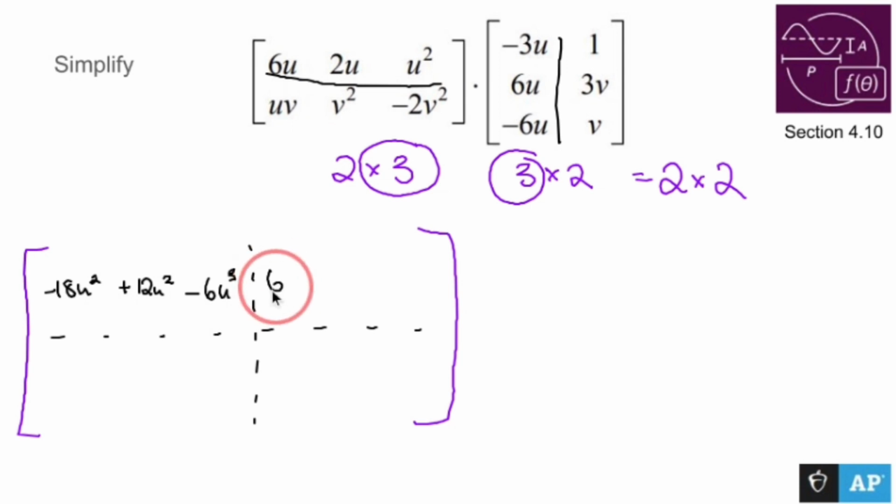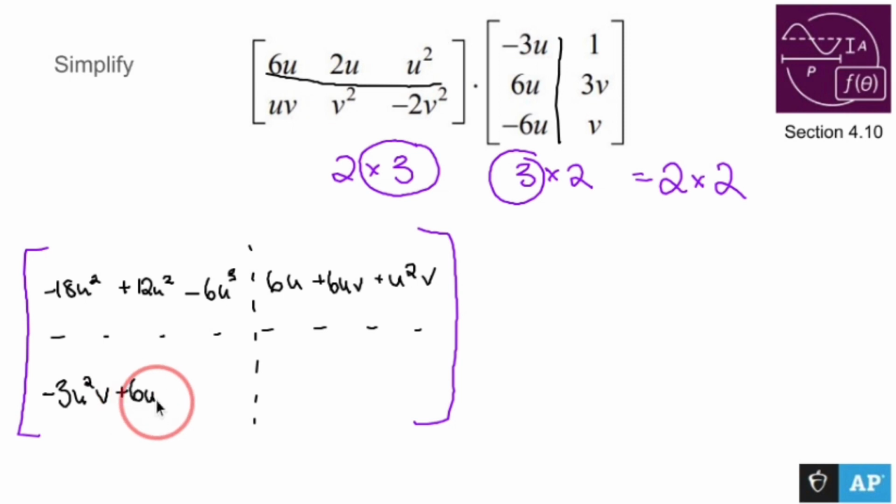6u times 1, 6u. 2u times 3v is going to be plus 6uv. And u squared times v is going to be plus u squared v. No combining there. Second row, first column, uv times negative 3u is going to be negative 3u squared v.